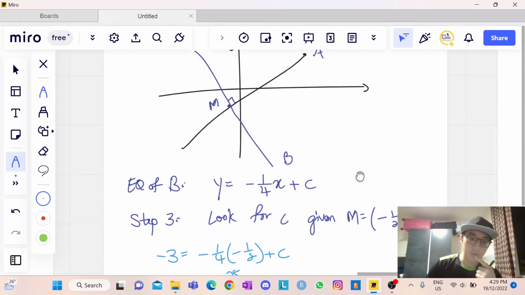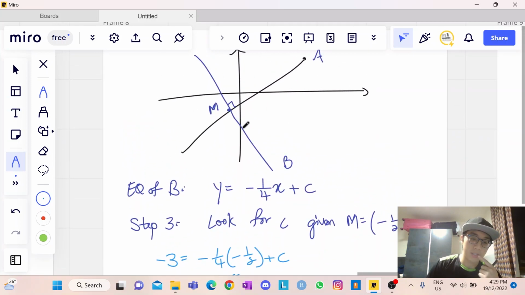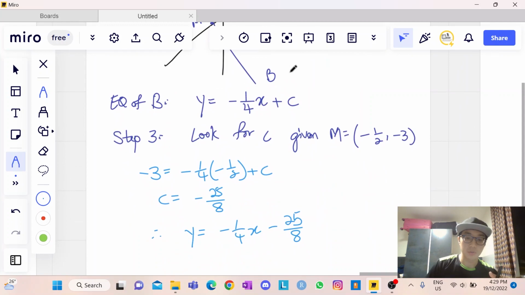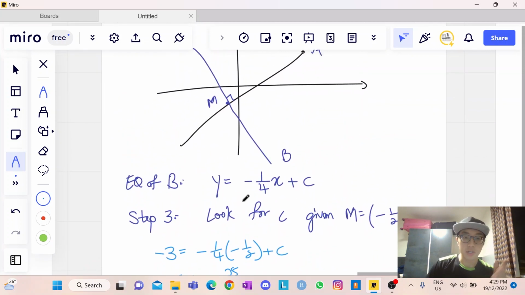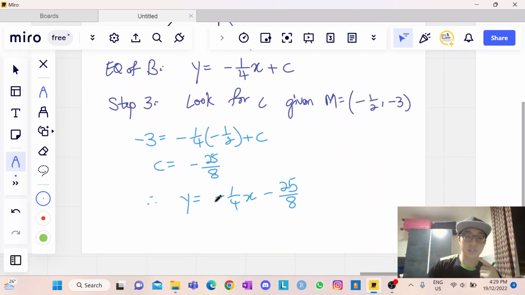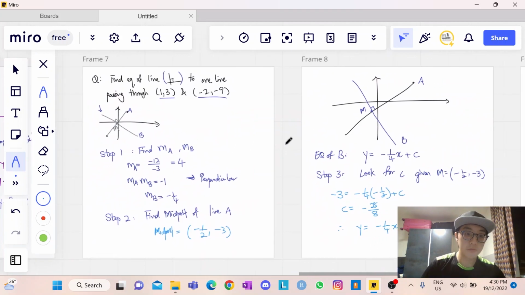As you can see from your diagram here, your y-intercept should be negative, so it makes sense, and the gradient is negative because it's a downward sloping line. So this is how you look for a perpendicular line, given 2 points from the original. This can be the hardest that they can ask in IGCSE for this chapter. So make sure if you understand this, then you are pretty much good to go.